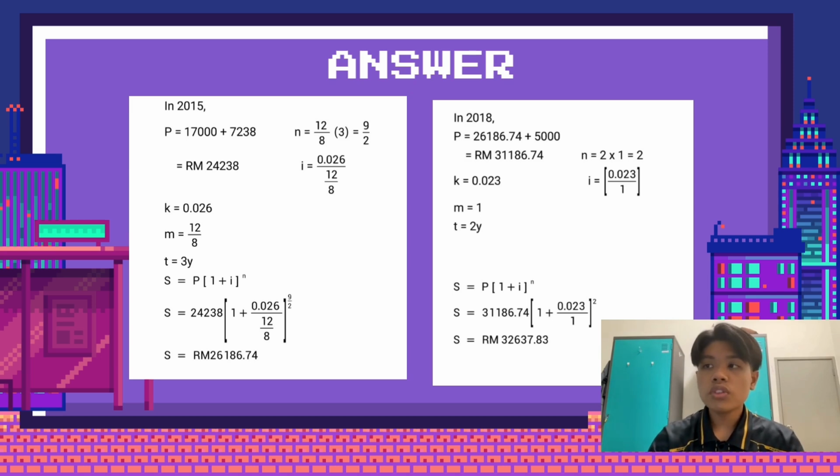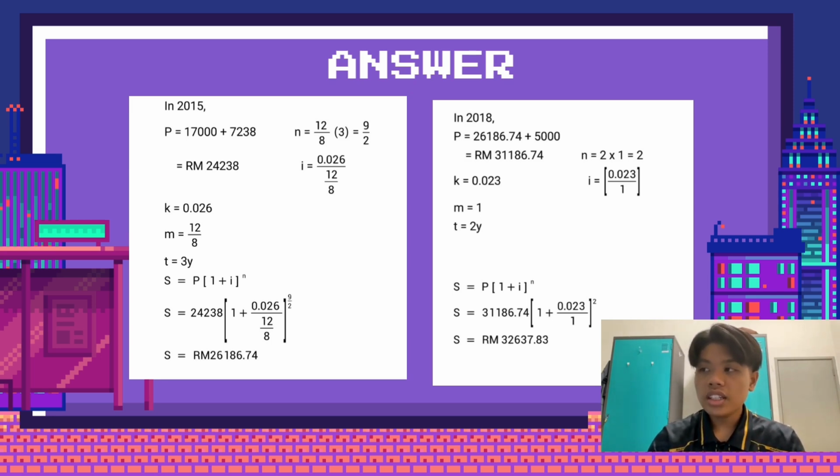To solve the problem in 2015, we need to use the formula S equals P bracket 1 plus small i bracket to the power of small n. After we have inserted all the notation, we will get the answer for our S, which is our future value, at the amount of 26,186 ringgit and 74 cents. Not only that, when we finish calculating our 2015 problem, we need to calculate our 2018 problem.